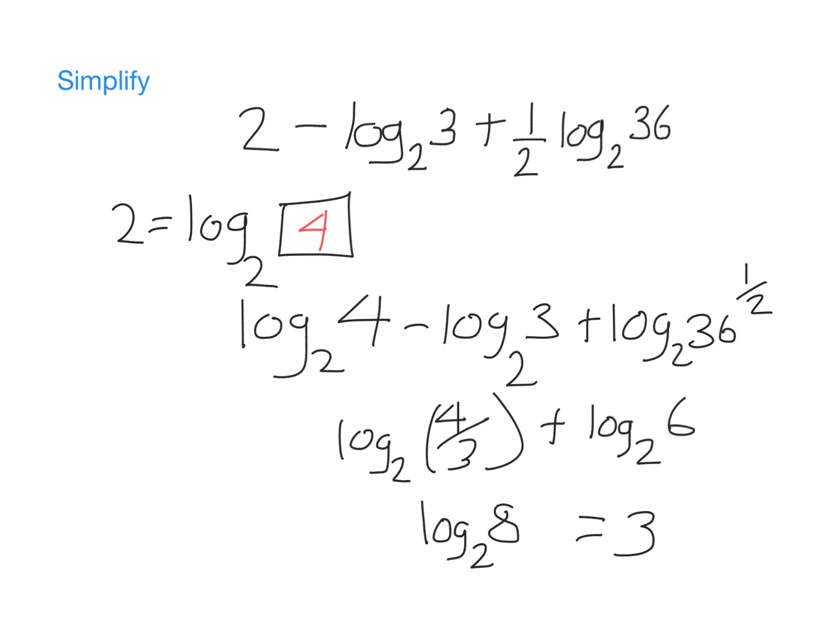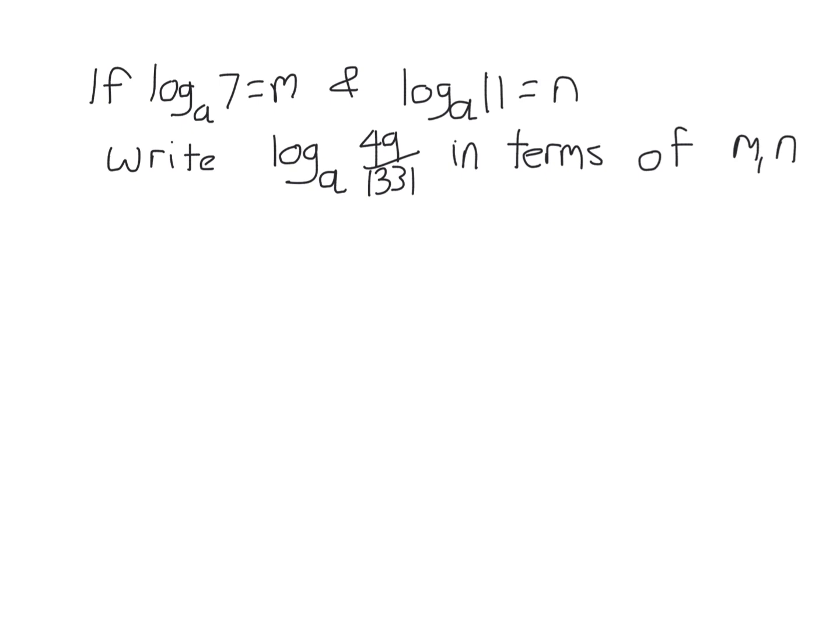All right, let's now look at another problem involving the log laws. So we've got log a of 7 equals m, log a of 11 equals n. We need to write this in terms of m and n. So that means I've got to write this equal to something times m plus something times n. So what I really need to be able to do is write this in terms of powers of 7 and 11, because they were the numbers I was given.